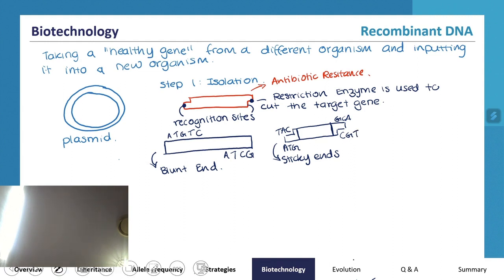Kind of think of it as piecing two Lego blocks together versus piecing two wooden blocks together. Because the overhang allows the pieces to fit really snug against each other, the adherence is a little bit stronger. So in general, sticky ends are preferred.